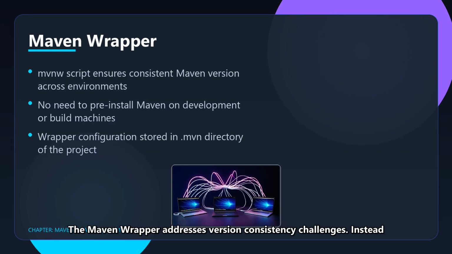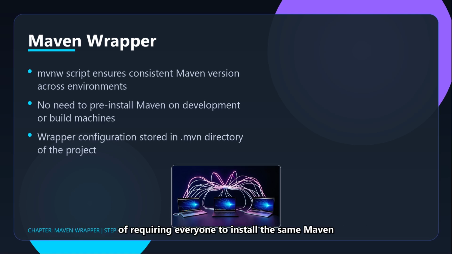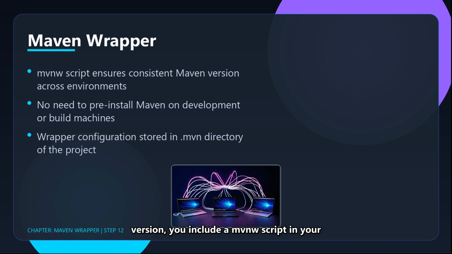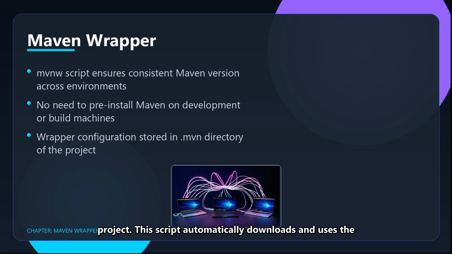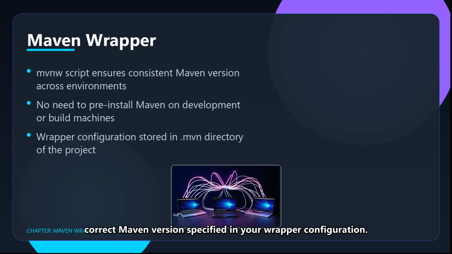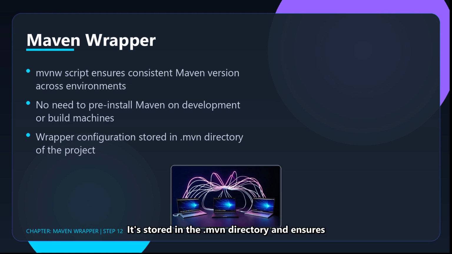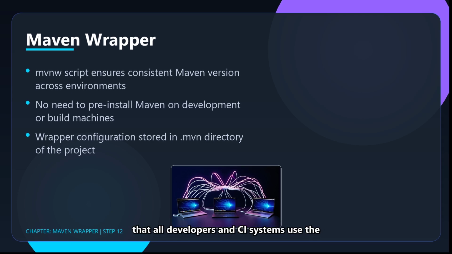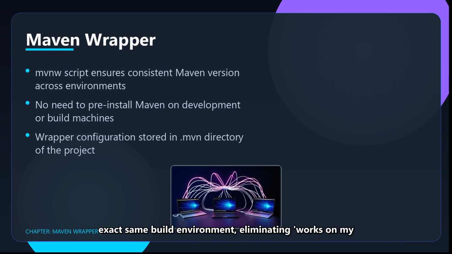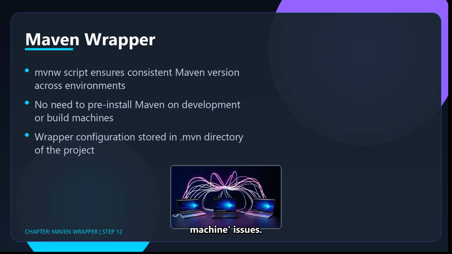The Maven Wrapper addresses version consistency challenges. Instead of requiring everyone to install the same Maven version, you include a mvnw script in your project. This script automatically downloads and uses the correct Maven version specified in your wrapper configuration. It's stored in the .mvn directory and ensures that all developers and CI systems use the exact same build environment, eliminating "works on my machine" issues.